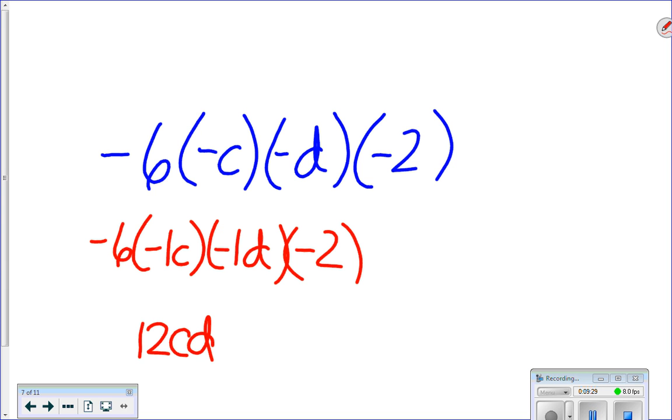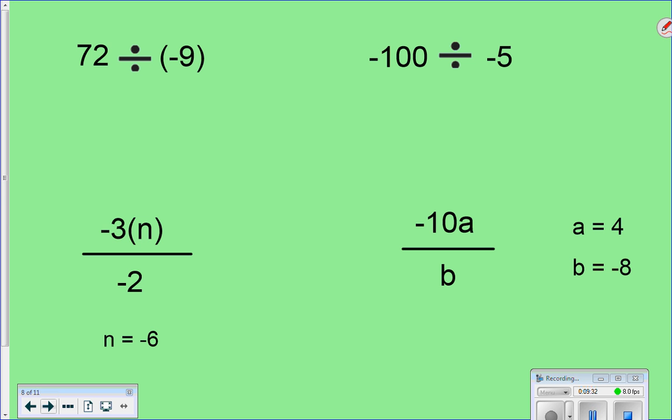Questions on this? Okay. The next thing I want to talk about quick is division, but division has the same rules.